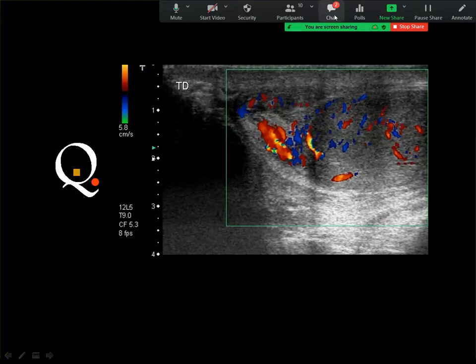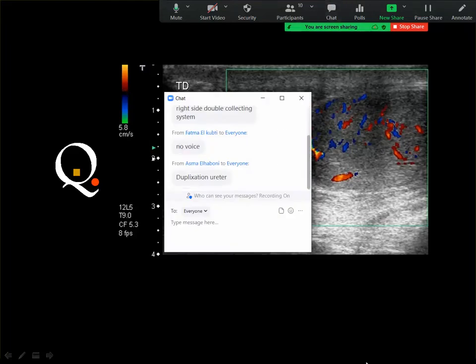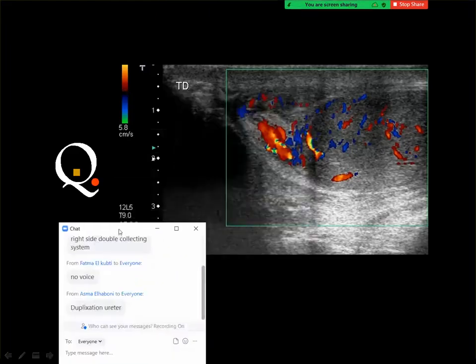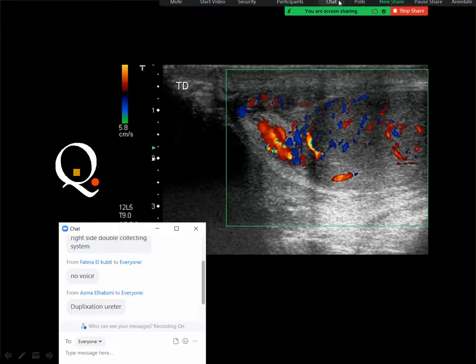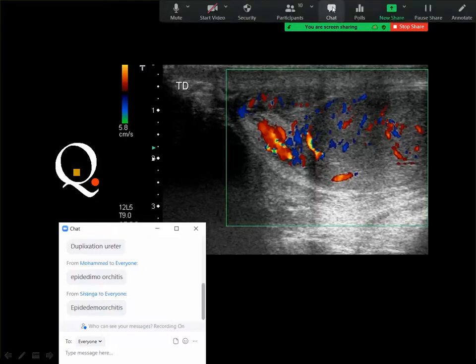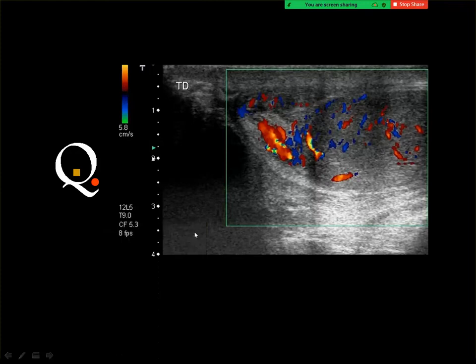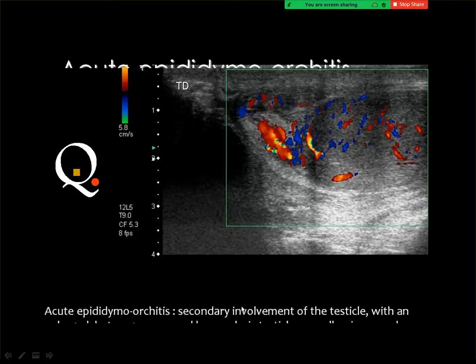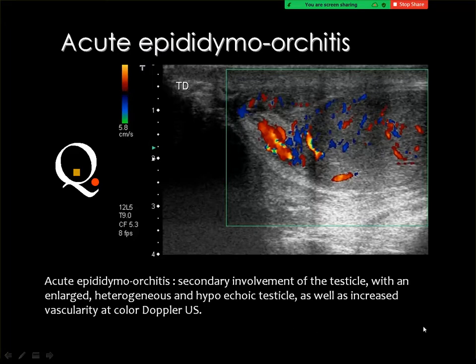The second case is an ultrasound of the scrotum. Epididymo-orchitis is the true answer. Yes, and you got hypervascularity in the testicle as well as in the epididymis, and both are inflamed, and the answer is right. This is an acute epididymo-orchitis.